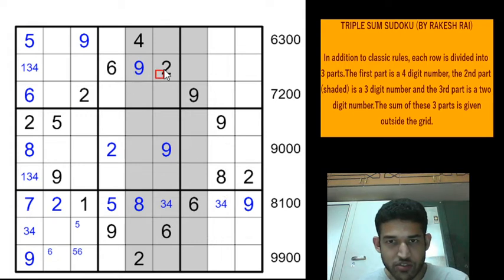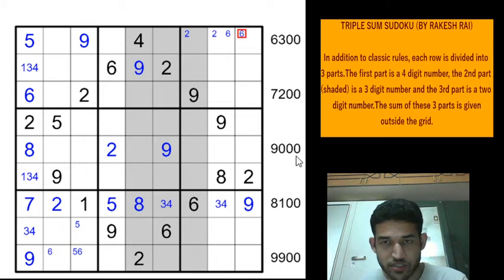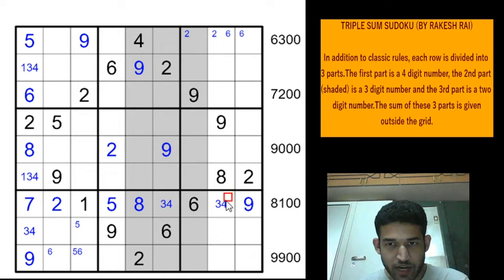And using classic rules again, 2 is forced to one of these 2 cells because of the 2 here, and similarly 6 in one of these 2 cells will force the 6 to one of these 2 cells. Now we can't extract any more information from this total. It can be 3, 4 or 4, 3 as well.